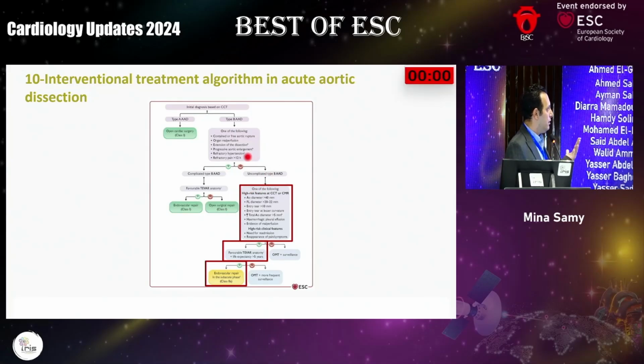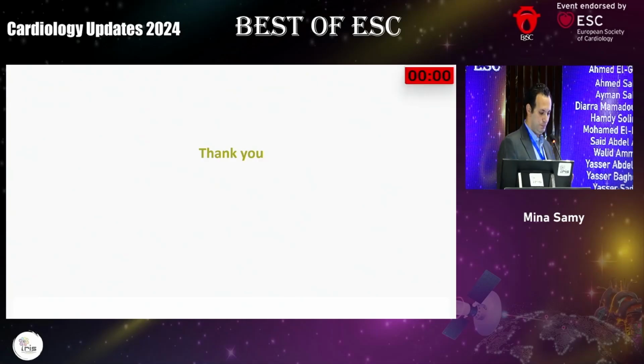If the type B is not complicated, we look for high risk features on the CT or MR, like an aortic diameter more than 40, an entry tear more than 10, or a total aortic diameter more than 5. If we have any of the following, again, we ask ourselves if the patient is suitable for TEVAR, then TEVAR. But if he's not suitable for TEVAR, he will not go for surgery. The treatment will be optimal medical treatment and surveillance. Thank you.